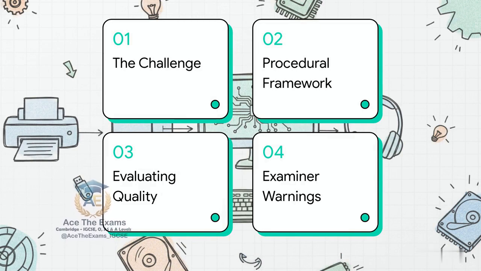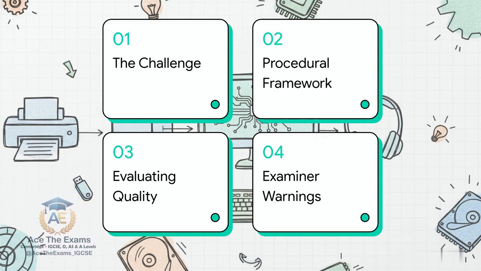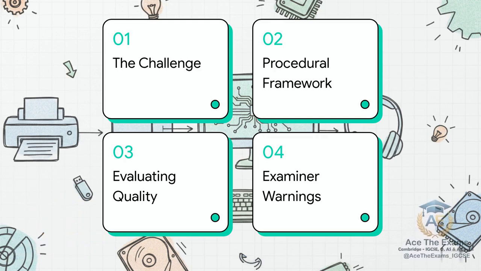First, we'll tackle the challenge, looking at exactly why this topic breaks so many students. Then, we'll cover the core principles of cognitive assessment. Third, we'll dive deep into the procedural framework, where I'll reveal a specific structuring secret. Fourth, we'll look at algorithm evaluation, which is where you secure your top-tier marks. And finally, we will wrap up with critical examiner warnings, the trapdoors you absolutely must avoid.